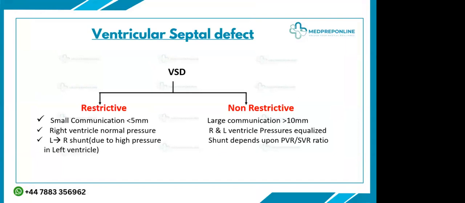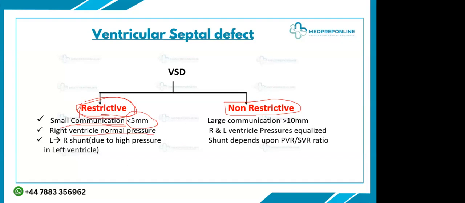So the last classification was on the basis of the location, while this classification is on the basis of the size of the VSD. When there is a small communication between the left and the right ventricle, which means the size of the VSD is less than 5 millimeter, then it is called a small VSD, or a restrictive VSD.